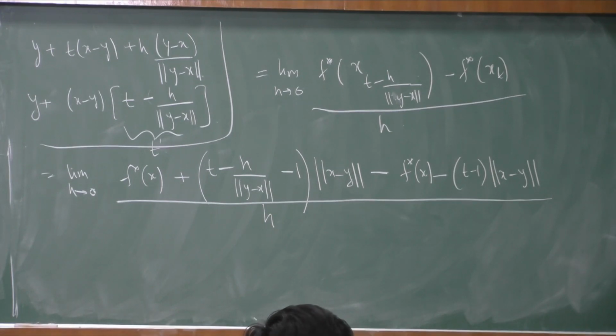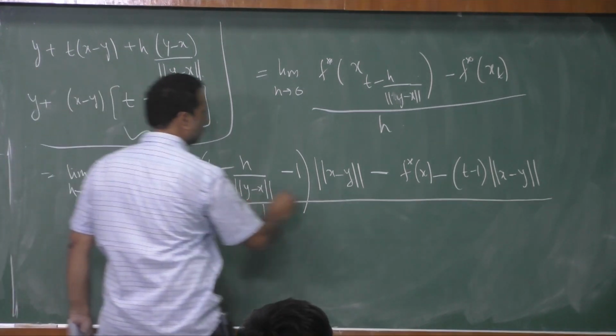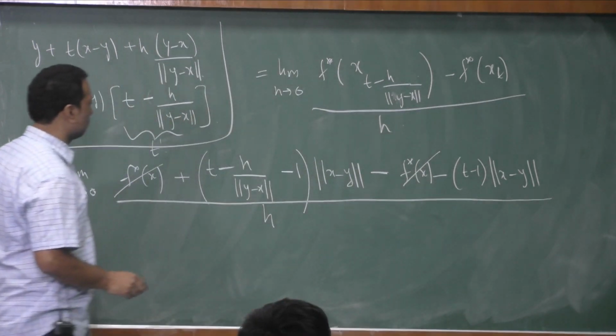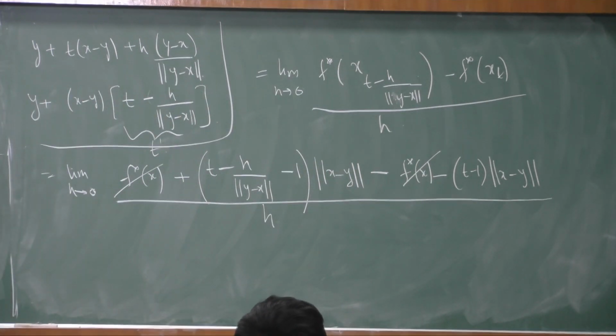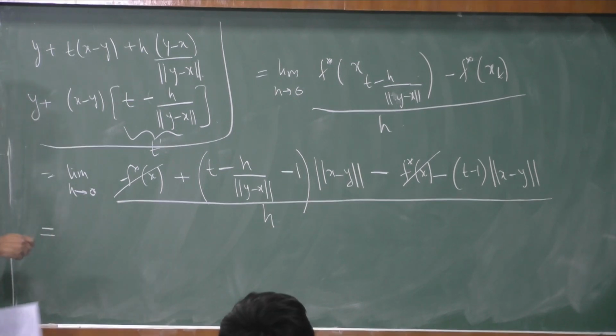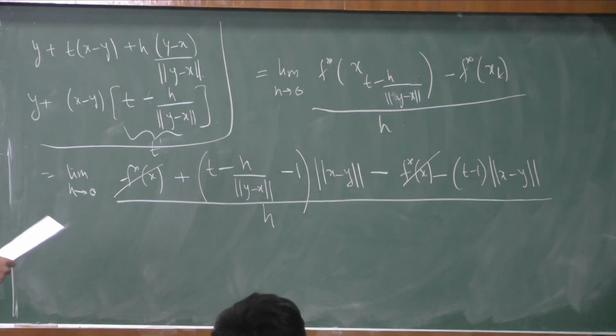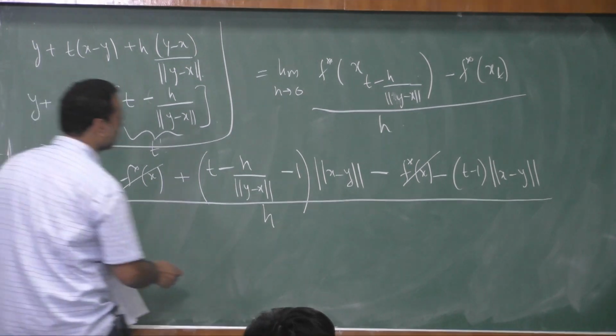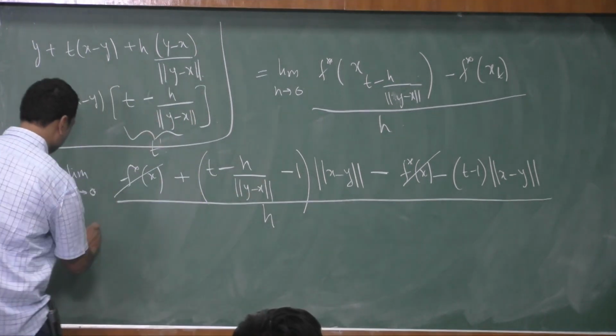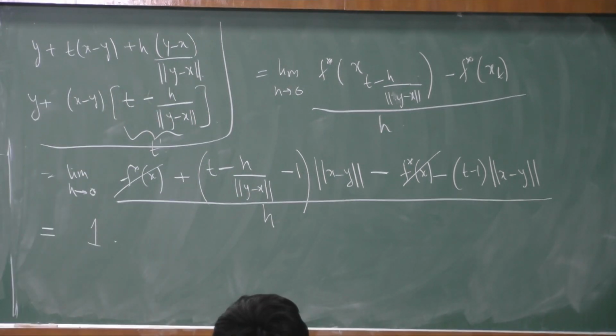So f star x goes away, and t times norm x minus y, and minus t times norm x minus y goes away. Minus norm x minus y plus norm x minus y also goes away, and the only thing I see is, even if it is not true, I'll say 1. Let's go. So yeah, there are some calculations, and then it's clear. Okay, so we verified this, and that's it.